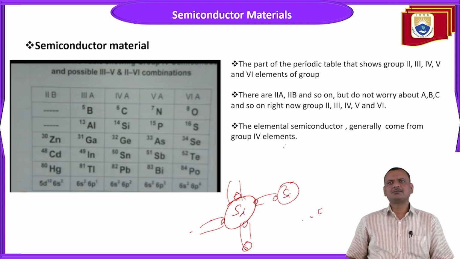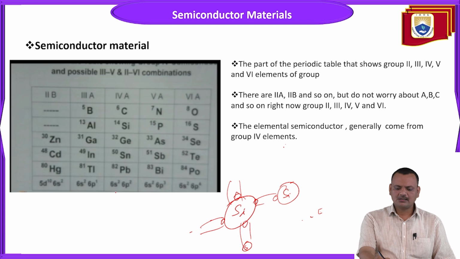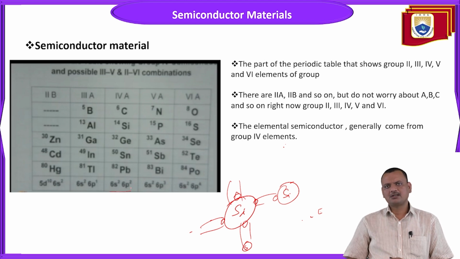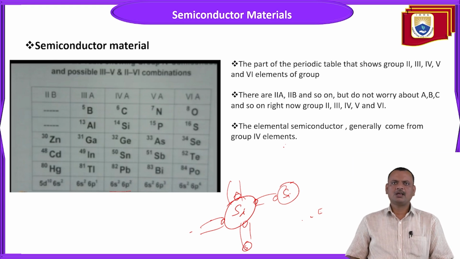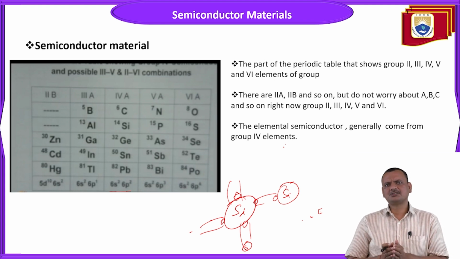So elemental semiconductors generally come from group four elements. Group four elements means silicon, germanium, tin, and lead. Their outermost orbit contains 4 electrons, like 6s2, 6p2. So these are the outermost electrons. All these atoms have 4 outermost electrons, so that's why they generally show semiconducting behavior.